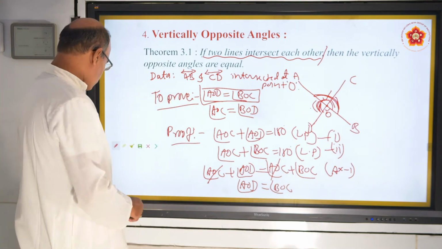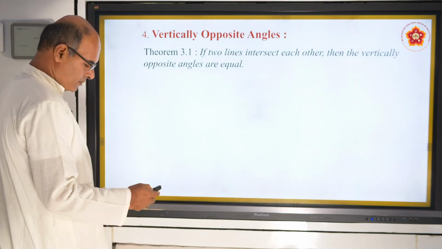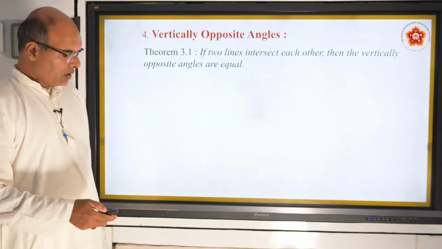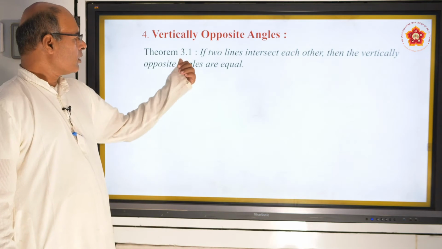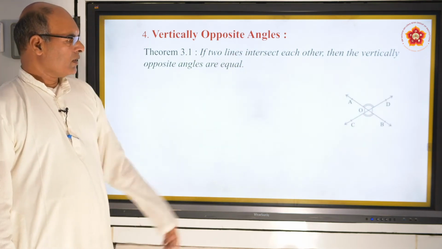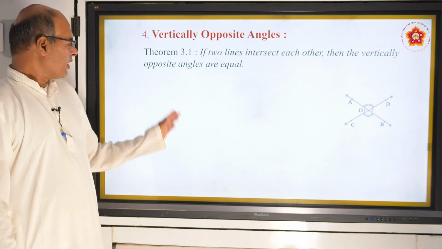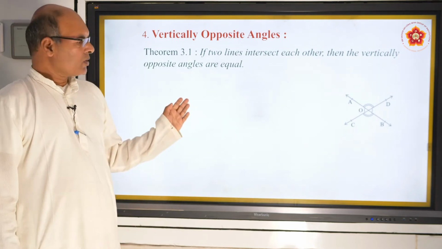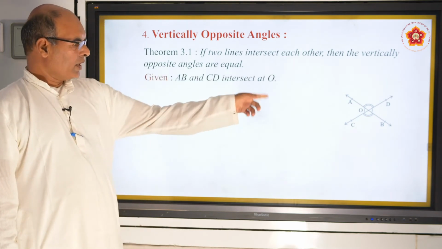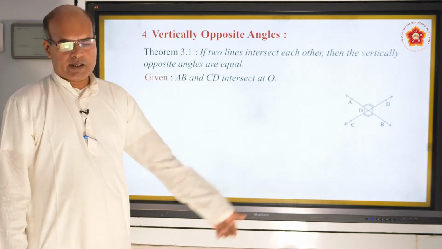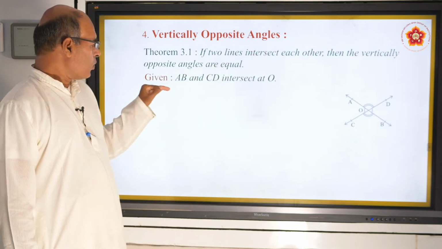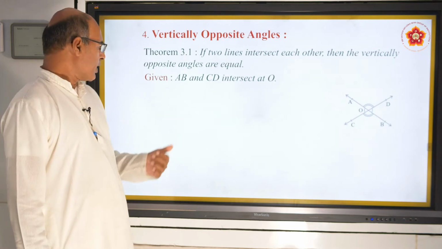So let us look at all these steps again. To prove any theorem, first we have to draw a diagram by understanding the hypothesis part of the theorem. That is the diagram. Then we have to write the data, which contains the explanation of the diagram. So in that diagram, AB and CD are intersected at O. Now the conclusion part, what we have to prove, we have to write here.